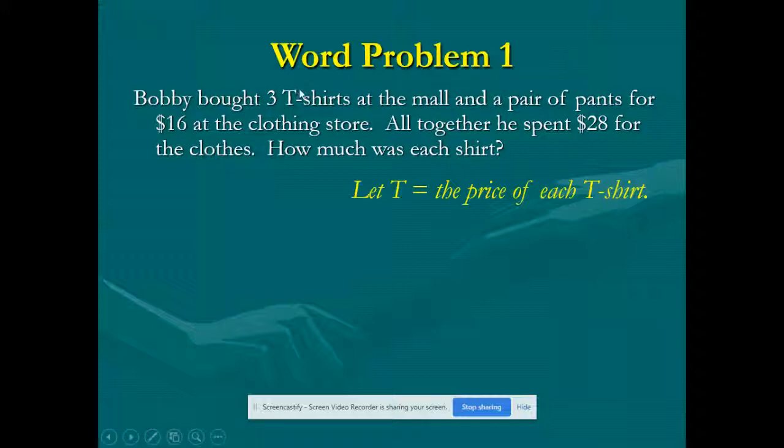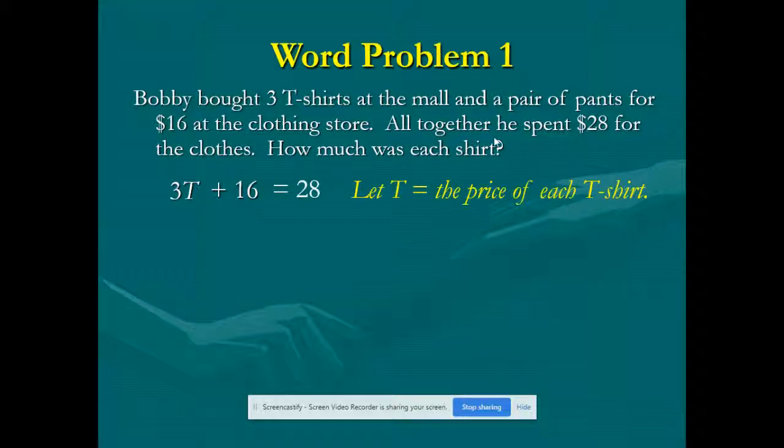So we don't know how much the t-shirts are. So we know that we've got 3 times T. Whatever T is, we don't know. We know that the pair of pants cost $16, so we go plus 16. And we know all together he spent $28, so we can go equals 28.